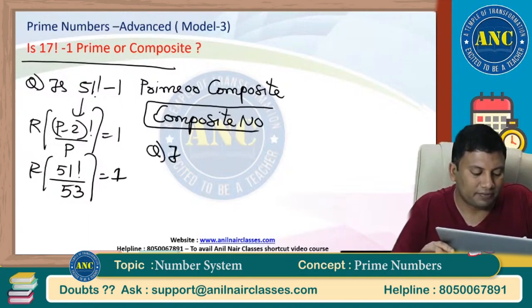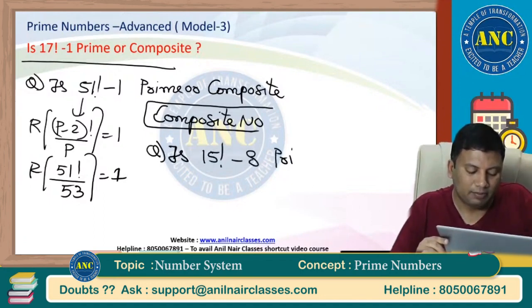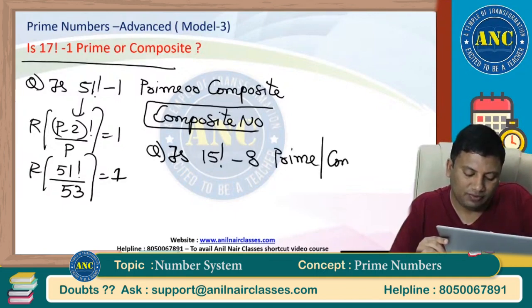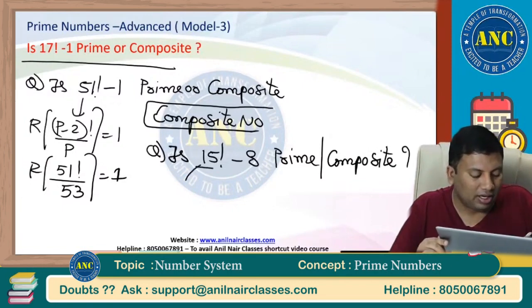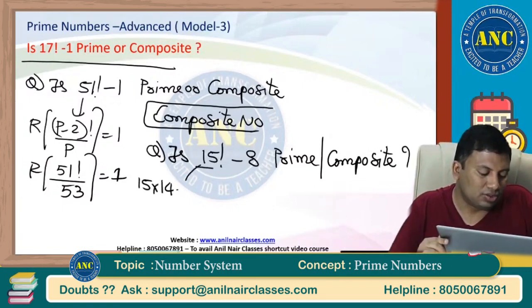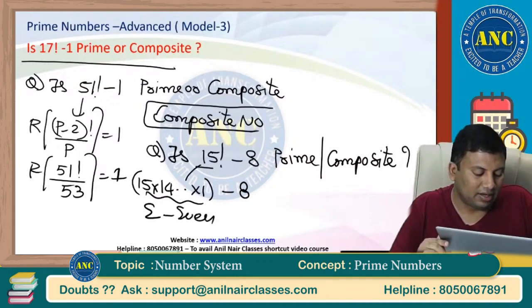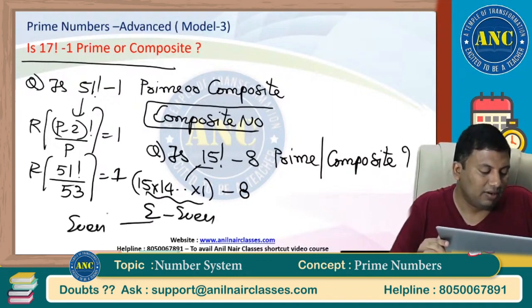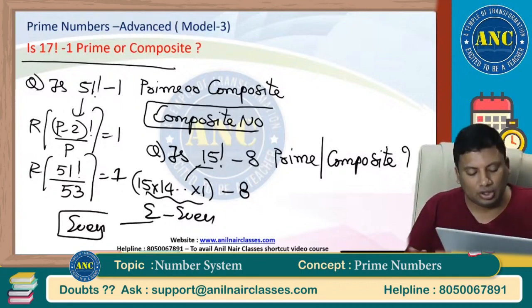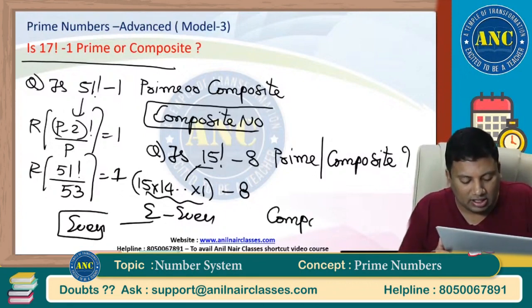Suppose the question is: is 15 factorial minus 8 prime or composite? 15 factorial is nothing but 15 into 14 and so on up to 1, minus 8. This is an even number, and 8 is also an even number. Even minus even is even. There is no even number other than 2 which is prime. The answer is composite.